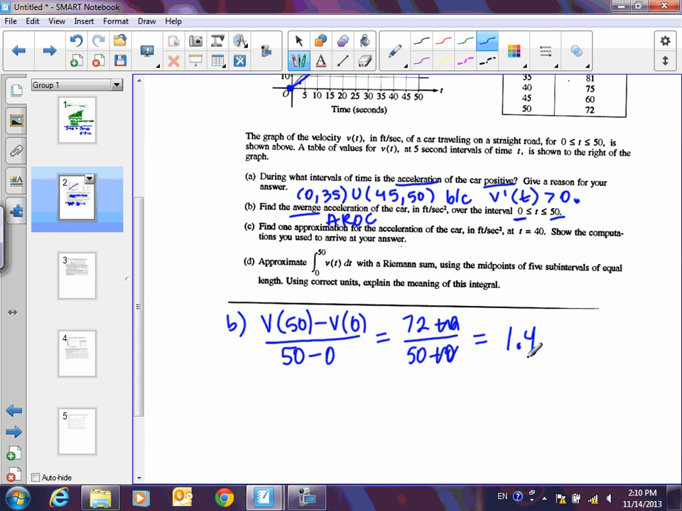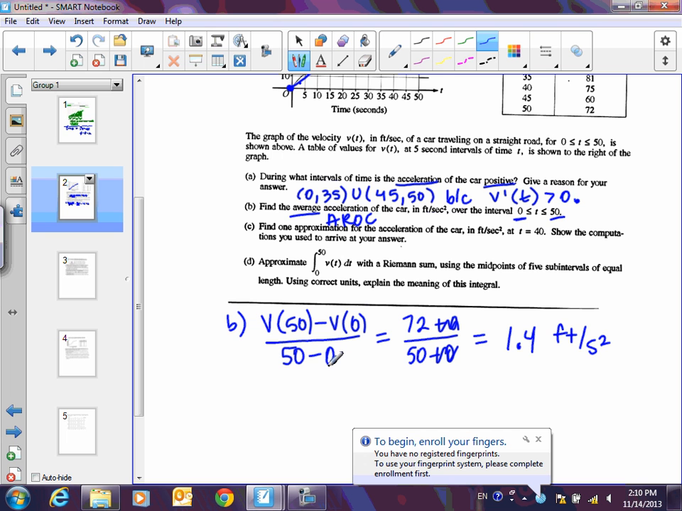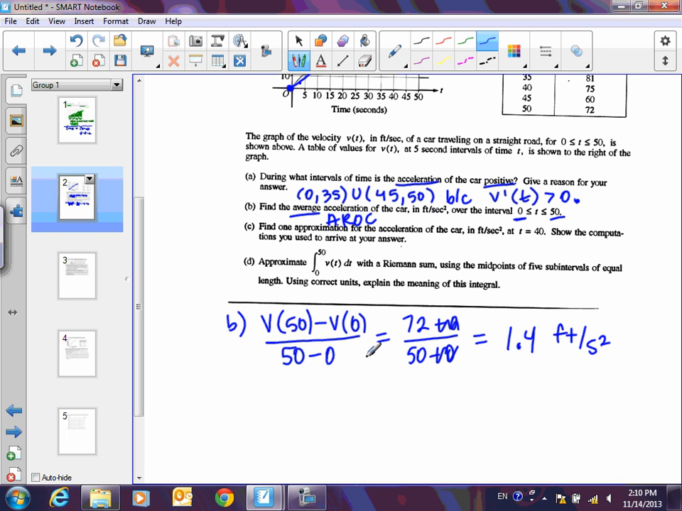And then what would my units be? Feet per second squared. There's 2 ways I know it has to be feet per second squared. First of all, velocity units are feet per second. Time units are seconds. So feet per second squared makes sense when you divide those 2 units. The other thing is this is average acceleration. And acceleration is always going to be like feet per second squared, miles per hour squared, something like that.